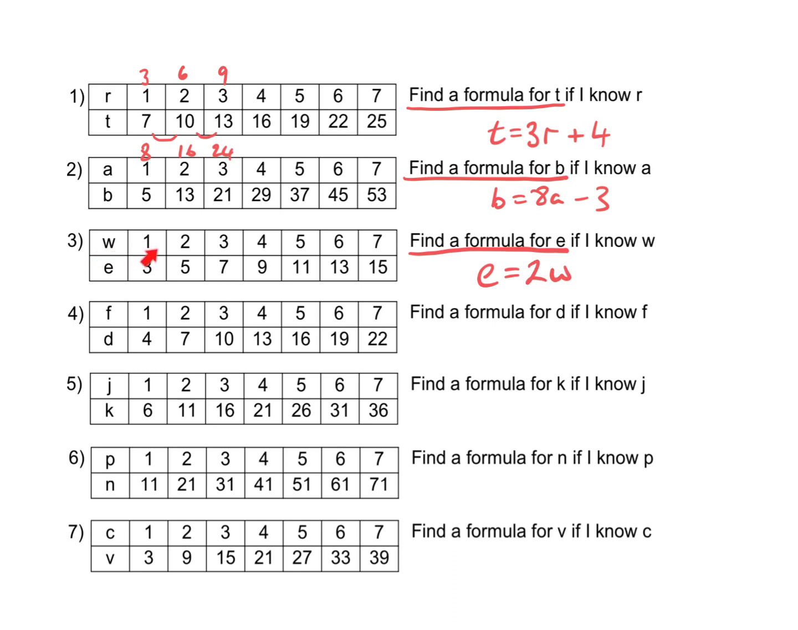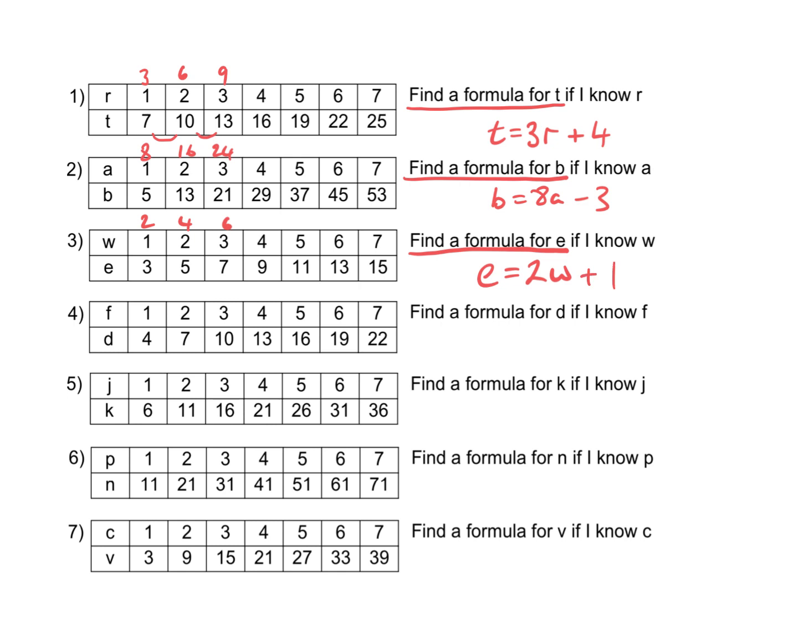So my W's are along the top here. 2 times each of these is going to be 2, 4, 6. Now, I still need to work out how I'm going to get from these numbers at the top down to these numbers at the bottom. So 2 to 3, 4 to 5, and 6 to 7. Each time I'm having to add on 1. So the last part of my formula, plus 1.